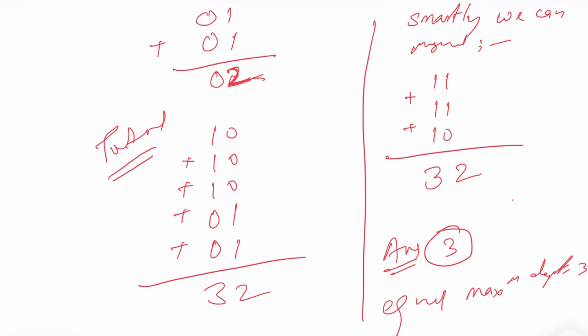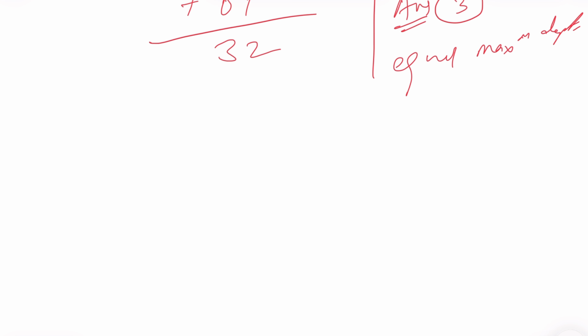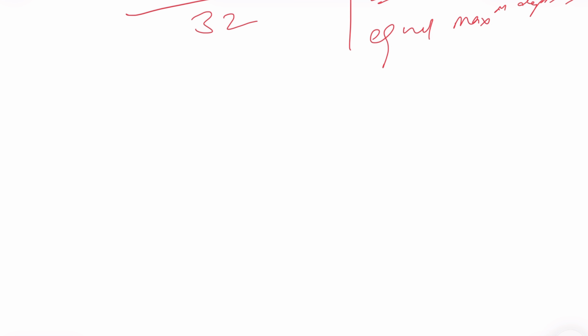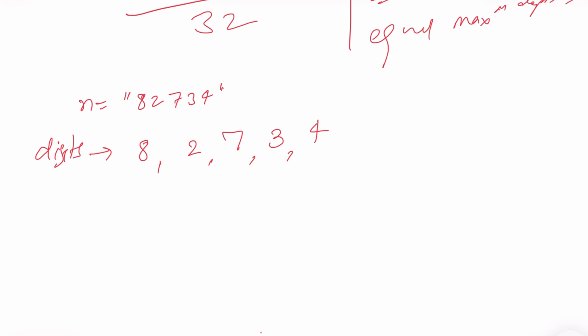So I hope you have understood, right? Let's take some bigger example so you can understand easily. Another was given n equal to 82734, right? This was given. So the digits we have here are 82734. These are the digits we have been given.